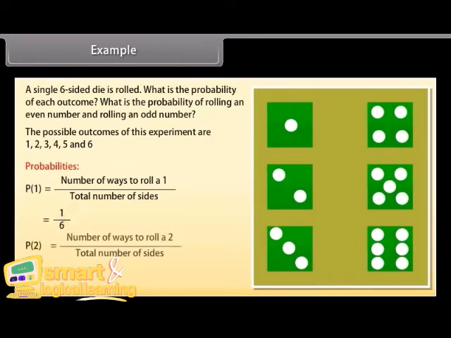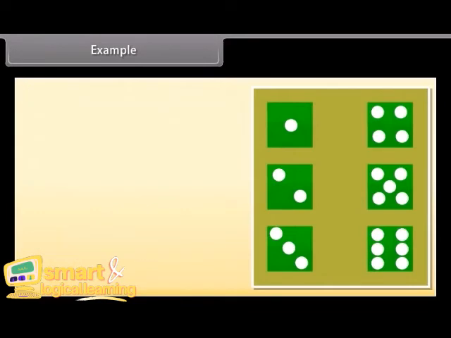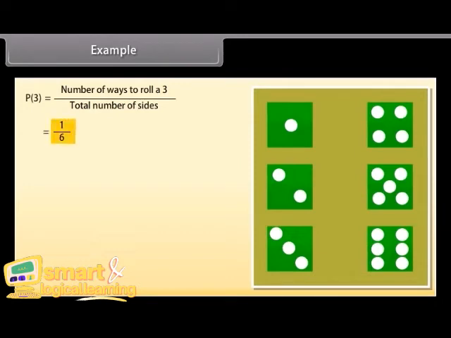Probability of 2 is number of ways to roll a 2 by total number of sides is equal to 1 by 6. Similarly, the probability of 3 is number of ways to roll a 3 by total number of sides is equal to 1 by 6. In the same way, we will find the probabilities of 4, 5 and 6.